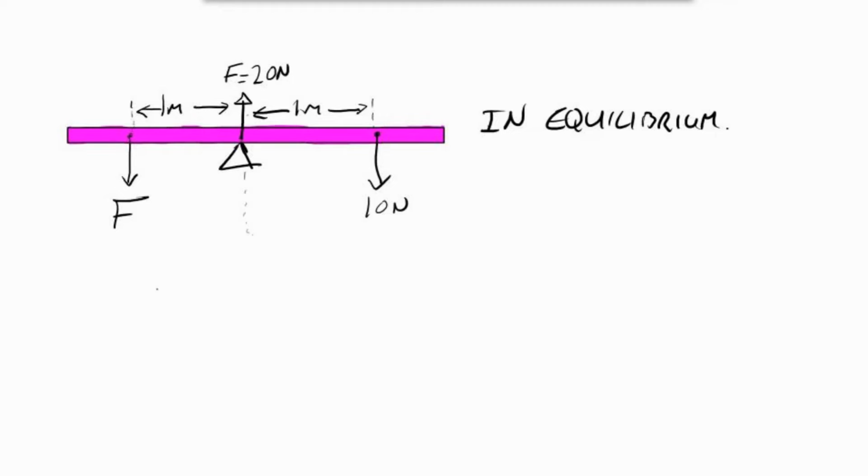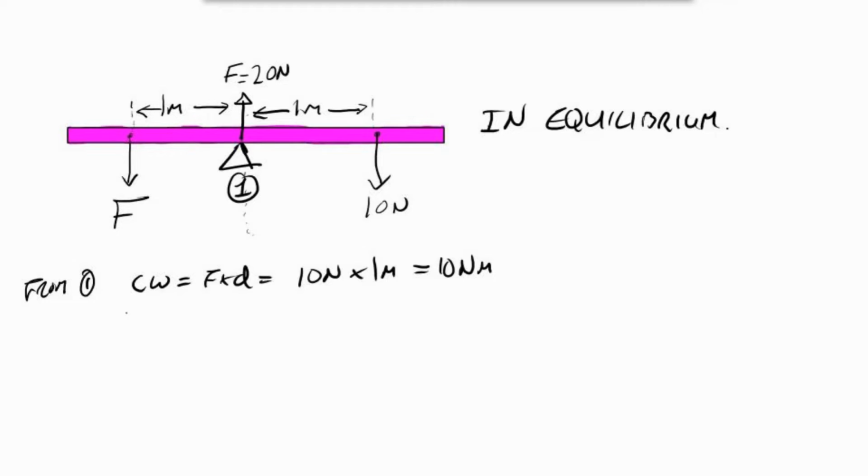And then we'll look at the clockwise moments from there and the anti-clockwise moments. We're going to call this pivot point 1. So from 1, let's look at the anti-clockwise and the clockwise moments. From pivot point 1, the clockwise moments will be 10 newtons times 1 meter, force times distance, and that's 10 newton meters. The anti-clockwise moments, again force times distance, is this mystery force times 1 meter.